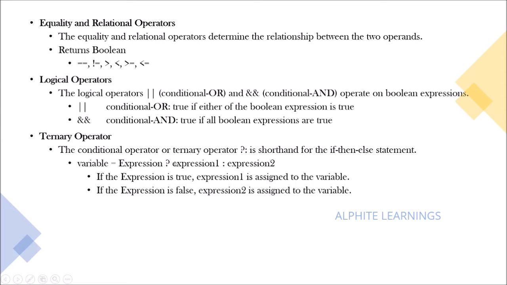Let us say we have some value as true here. And if this is going to be false, of course a is not equal to b, right? So if the condition fails, then the expression after this colon will get assigned to this variable. So this is what this ternary operator is used for.